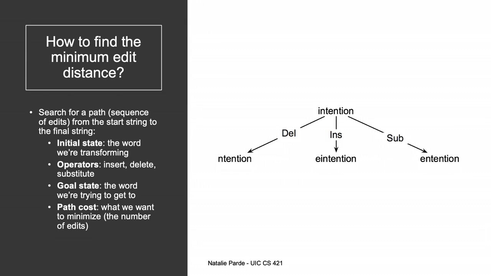But the big question that remains is, how do we get there? To find the optimal alignment between two strings, we need to search for a path or sequence of edits from the first string to the second. We'll start out in an initial state, which is word number 1, and we'll work with only our three operators until we reach our goal state, which is word number 2. Our path cost, or the number of operations it takes to get from one word to the other, is what we want to minimize.